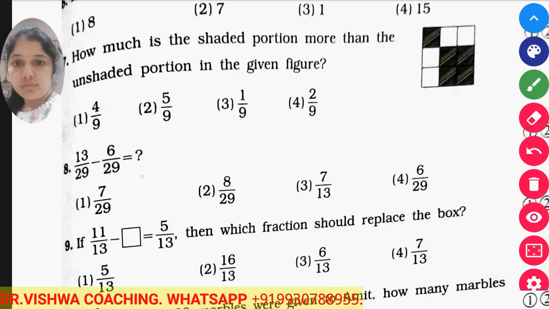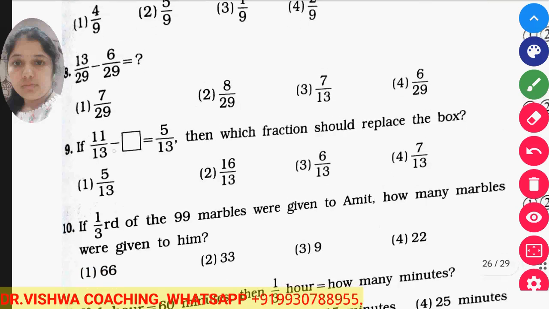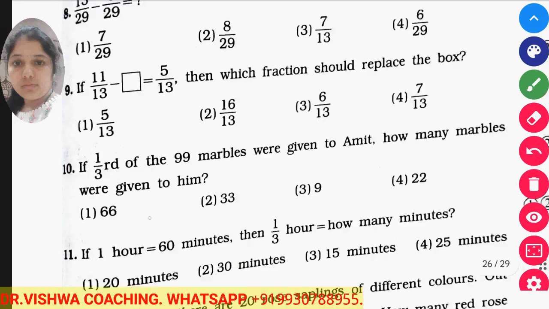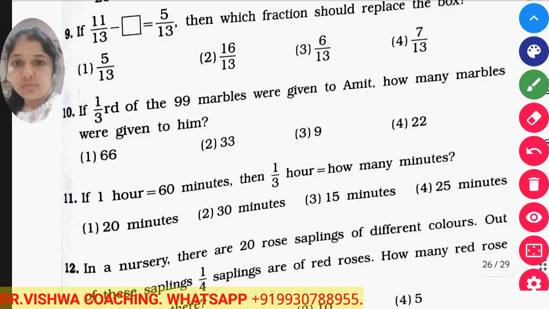Now 13 minus 6 upon 29 gives you the answer. I had shown you how to subtract. So this is again for your homework. Now here some fraction is subtracted from 11 upon 13, and we get the value as 5 upon 13. So we have to find the value of that fraction. So what you will do here, you have to subtract 5 upon 13 from 11 upon 13, and you will get the value of that fraction. Subtract 11 minus 5 and get your answer.